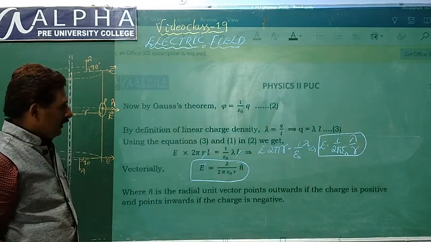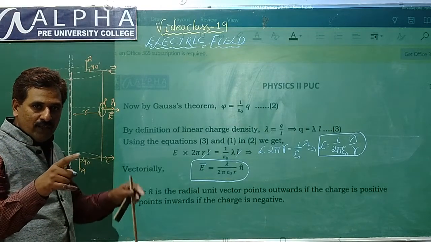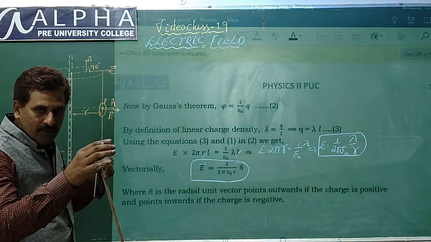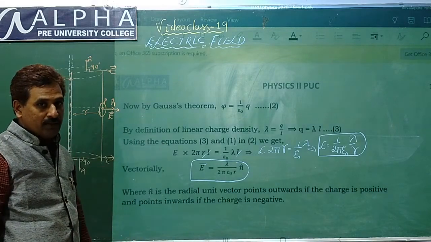Then we will move on to the next application, that is field due to a uniformly charged infinite plane sheet. We will come to that in the next video.